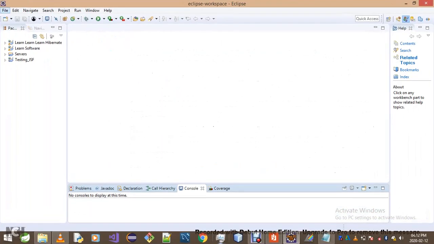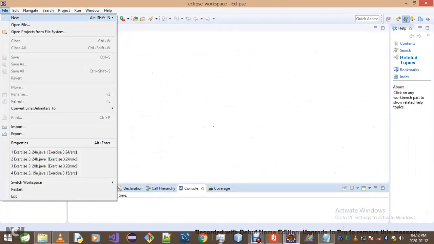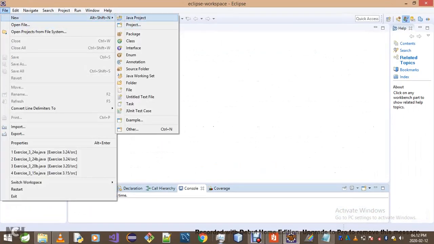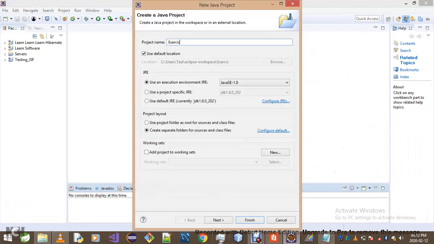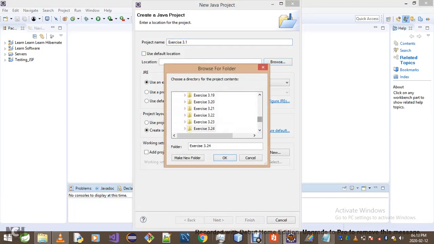Okay, so right now what I want to do is to simply create a project. I'll simply name that project exercise 3.1. This is our naming convention. What we do is we call our projects the name of the class and the name of the exercise we're about to do. So where's my folder? Oh, this is it right here.